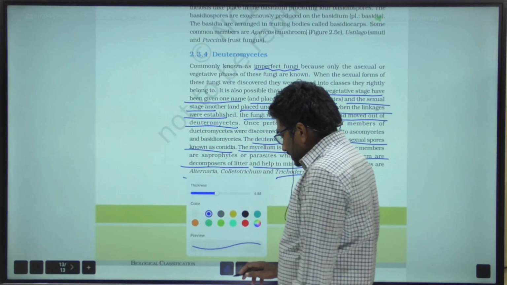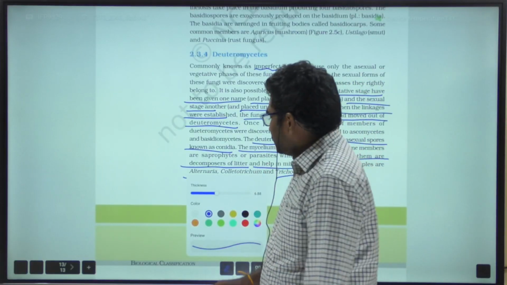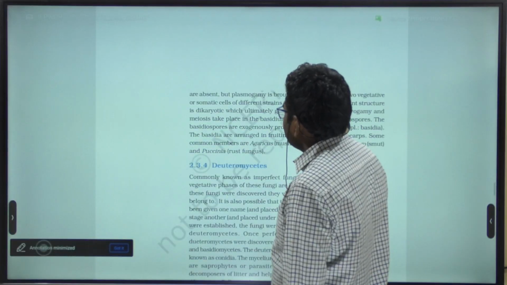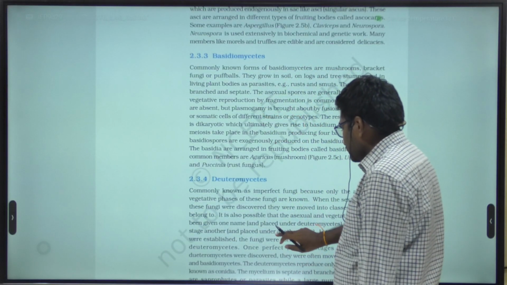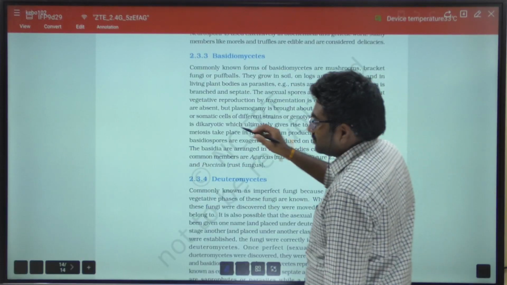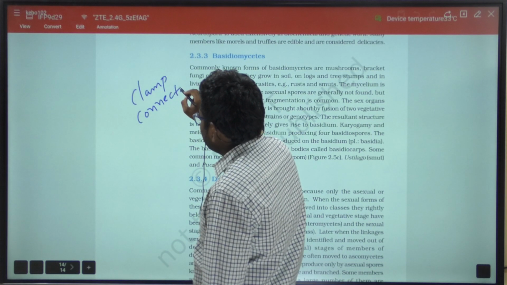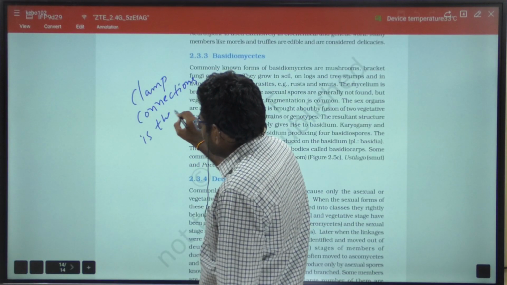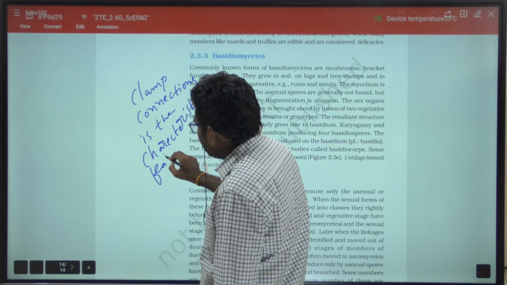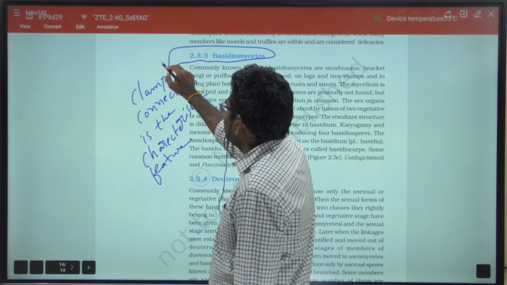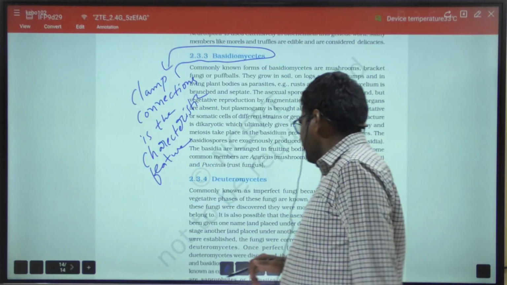Another important feature of Basidiomycetes is the presence of clamp connections. The presence of clamp connections is a characteristic feature of Basidiomycetes. This point is not given in our NCERT. You will study in detail about these clamp connections and the classes of fungi in higher classes.